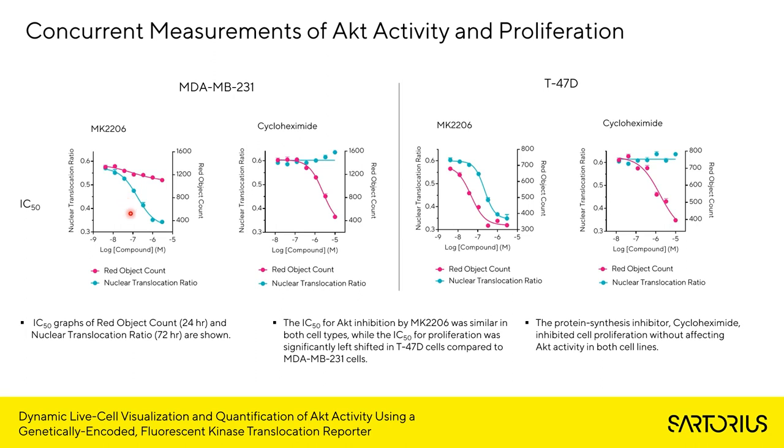The protein synthesis inhibitor cycloheximide was added as a control compound. This would inhibit cell proliferation without affecting AKT activity. And you can see in both cell types we saw similar effects of no effect on AKT activity or our nuclear translocation ratio, but a significant effect on proliferation as shown in the red object count graphs.